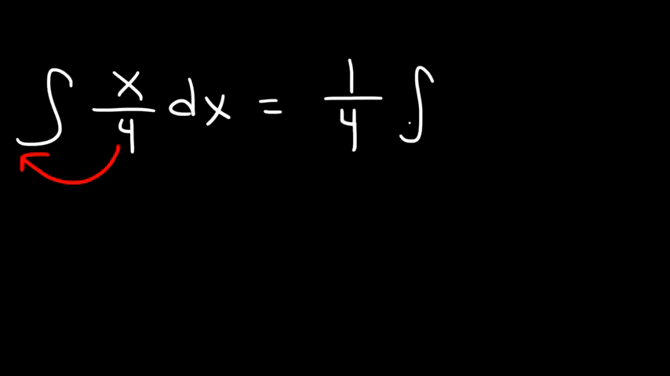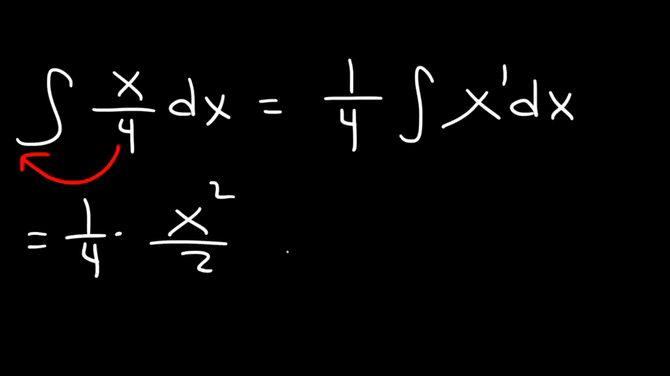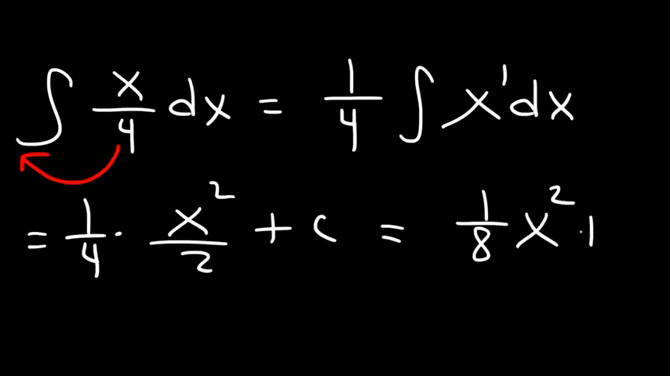Now, what about this? What if we have a fraction? What is the indefinite integral of x over 4 dx? In this case, what you could do is rewrite it. Let's move the 4 to the front. And so this is the same as 1/4 antiderivative of x dx. And then use the power rule. So that's going to be 1/4 times x squared over 2 plus c. So 4 times 2 is 8. The final answer is going to be 1 over 8 x squared plus c.